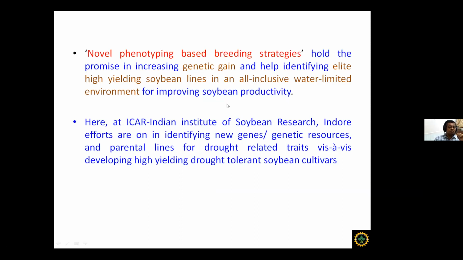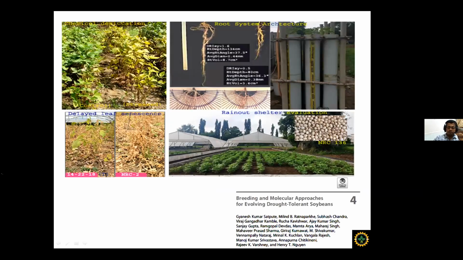Here at the Indian Institute of Soybean Research in Indore, efforts are on in identifying new genes, genetic resources and parental lines for drought-related traits, such as developing highly drought-tolerant soybean varieties and cultivars. That's all, and thanks very much.